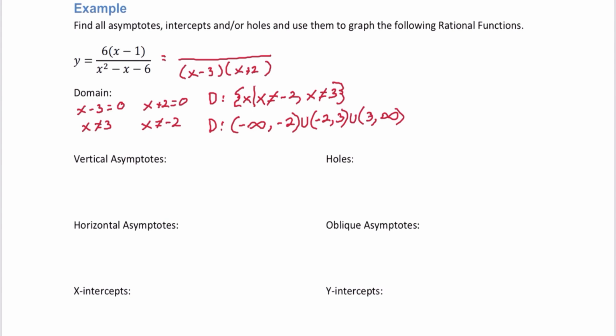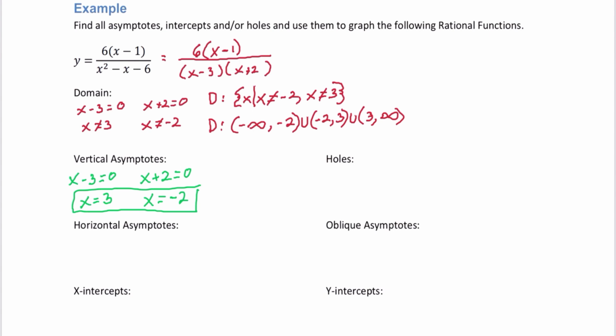To find vertical asymptotes, we want to first see if the function reduces. Notice the top is already in factored form. That's convenient. And now that it's in factored form, we can look to see if there's any common factors in the top and the bottom. We don't have any common factors. So we're going to set each of those factors in the denominator equal to 0 and solve. We get x equals 3 and x equals -2. This time we have two vertical asymptotes.